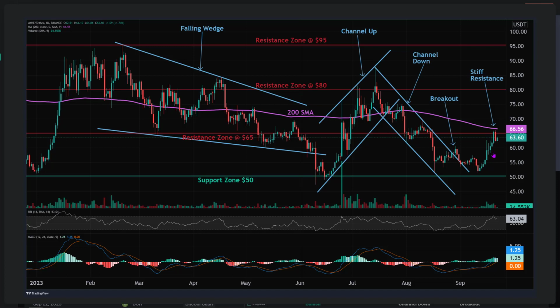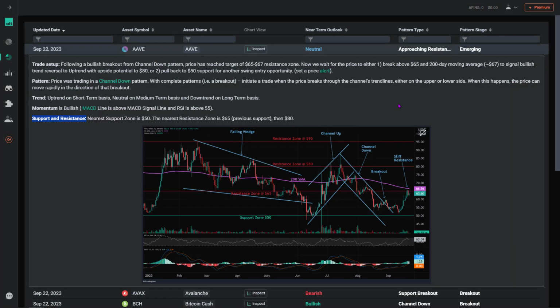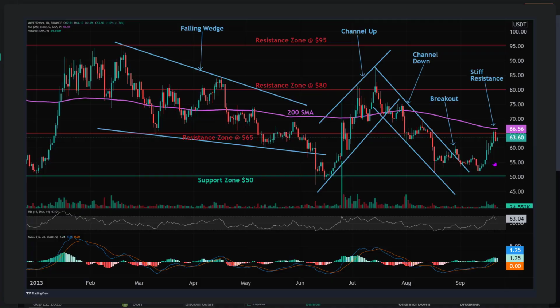So at this point, what we mentioned in the trade setup here is that we wait. We were bullish on it when the breakout occurred, and that played out well. But now, at the resistance zone, a robust, stiff resistance zone, we're on the sidelines. We're basically neutral, waiting to see if the buyers can push the price above this resistance, which would then open up potential upside all the way to 80.